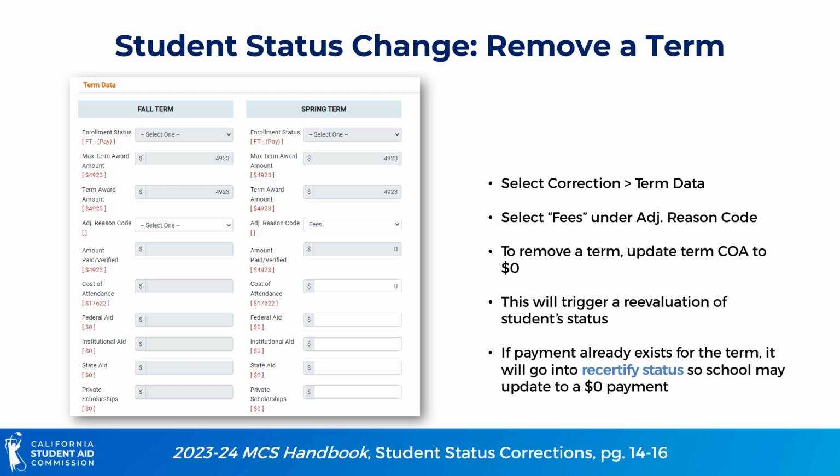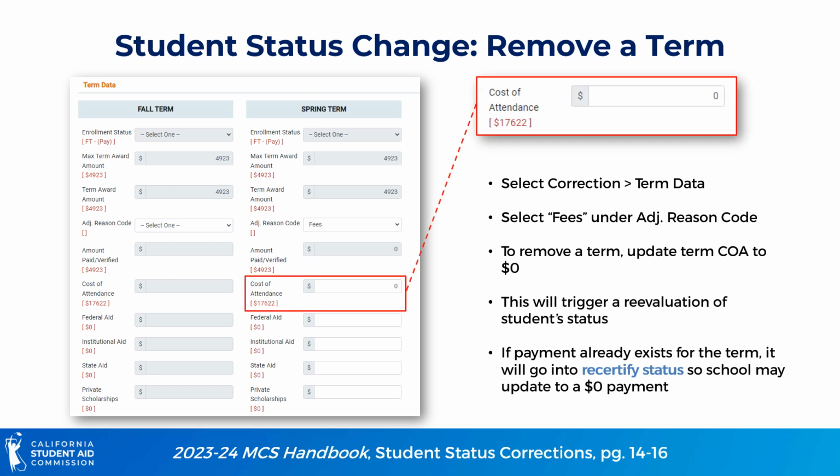To cancel out a term, submit a term level correction with a $0 value for that term's cost of attendance. Again, this will trigger the system to reevaluate the MCS award and update the student's status. If there is a prior payment on file for that term, then the existing payment will go into recertify status for the institution to update to a $0 payment. Please note, if all terms are changed to a $0 cost of attendance amount, the student will become ineligible and the award will be withdrawn from the roster.